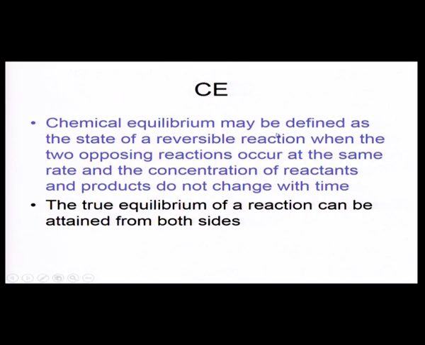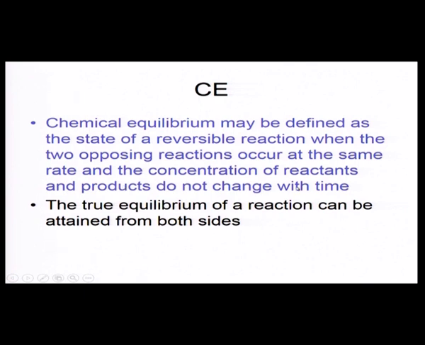Because all this waste and its treatment, everything about chemicals, ultimately has to come to equilibrium. So, let us see what this is. Usually chemical equilibrium may be defined as a state of a reversible reaction when the two opposing reactions occur at the same rate and the concentration of the reactants and products do not change with time.